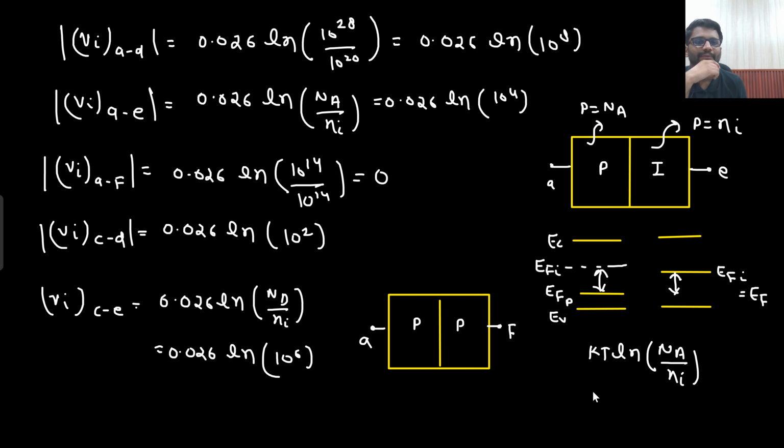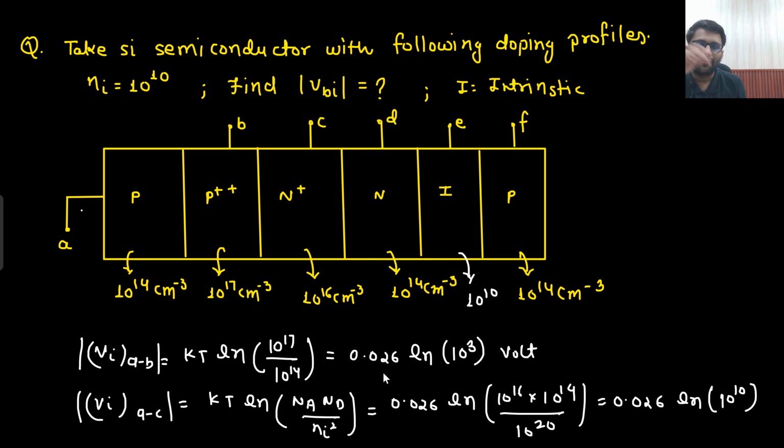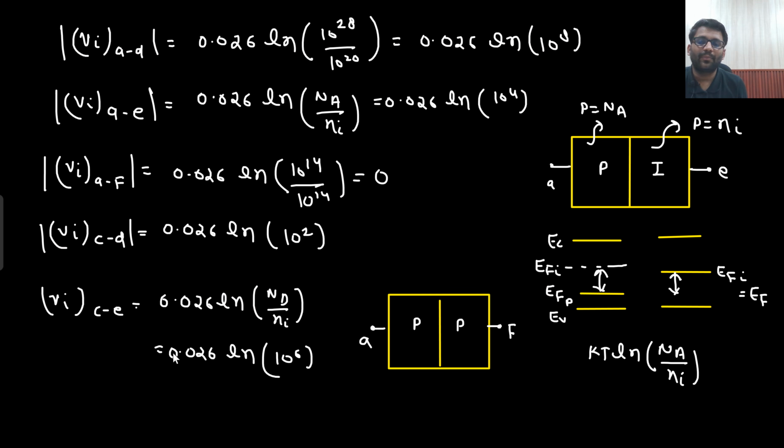So is that point clear to you? So what did you understand? If you find out the built-in potential between two same kind of semiconductors, or two same kind of material, this material and this material were the same, then my built-in potential will come out to be 0.